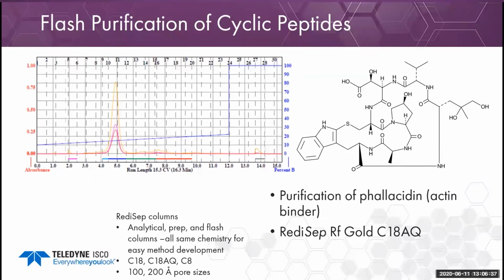The method was developed on a ReadySep Prep C18AQ analytical column on an Analytical HPLC as described in the next section on method development. The C18AQ is resistant to phase collapse and gives better resolution in highly aqueous mobile phases. Method development was very simple because the analytical and prep columns have matching chemistry and selectivity. All-Wavelength Collection was used during this run too, as depicted by the yellow trace.